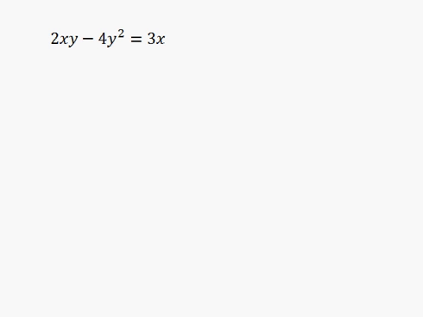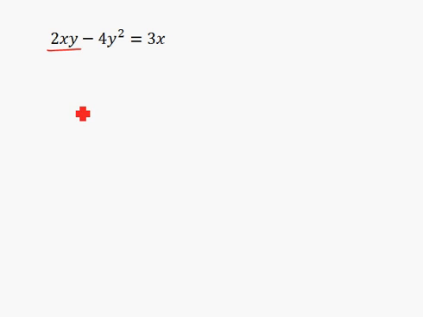Now what about this example? This again looks like you need to use implicit differentiation. Why? Look at this. There's a y here, and there's a y squared here. So it doesn't look like your usual equation, right? The y's are stuck there. But what's different about this equation compared to the last one is, this time we have this 2xy.